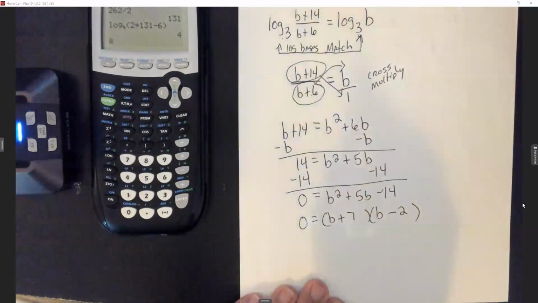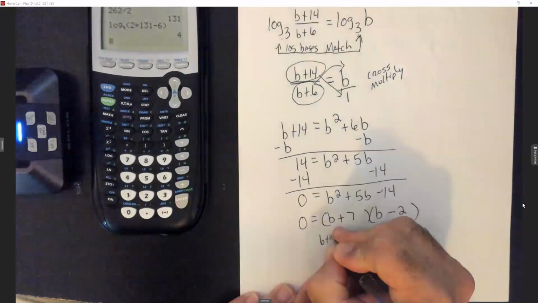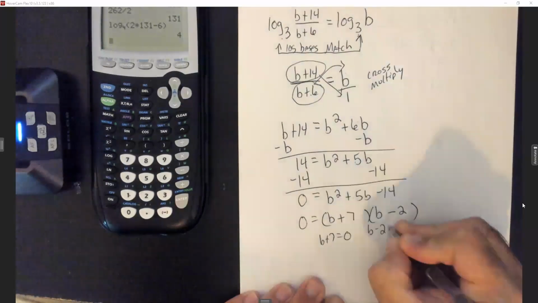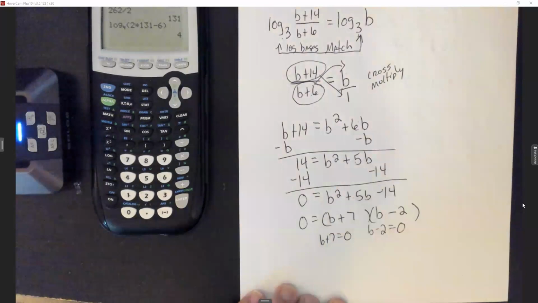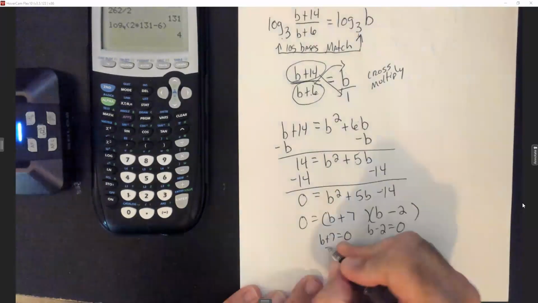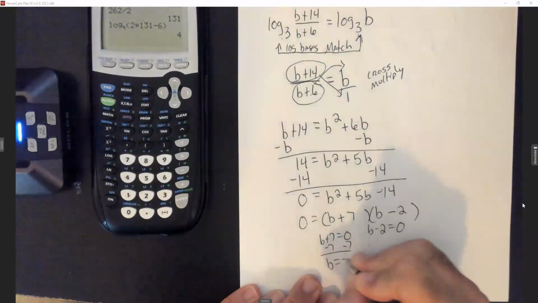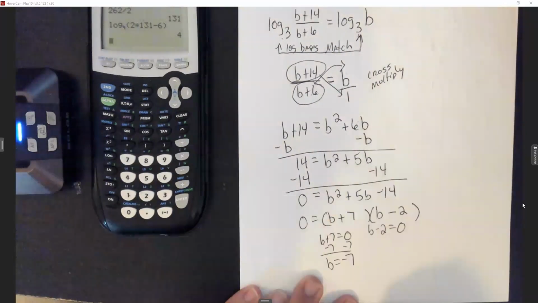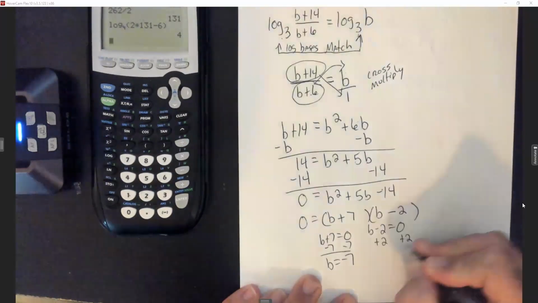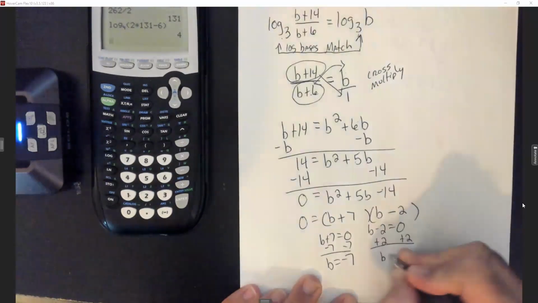Now you gotta set both of them equal to 0. So remember, once you got it factored, you're halfway there. Subtract 7 on the first one, b equals negative 7. Add 2 to the second equation, b equals 2.